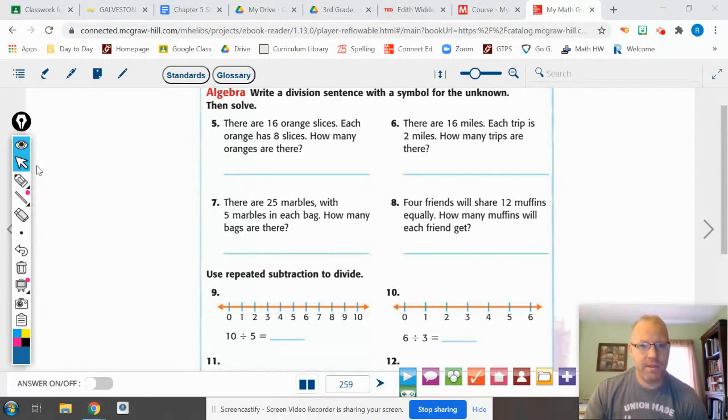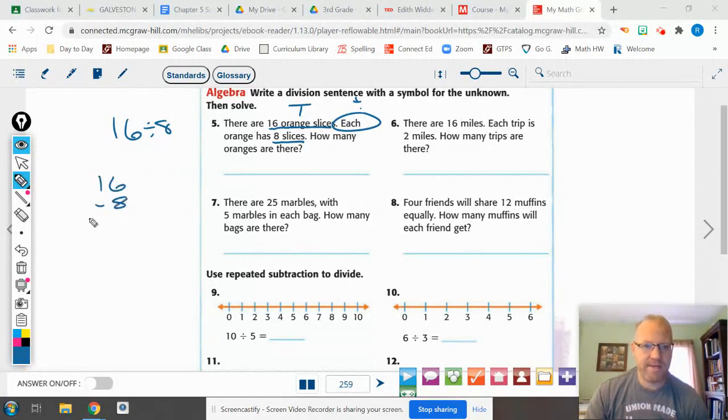It starts with, write a division sentence with a symbol for the unknown, then solve. There are 16 orange slices. Each orange has 8 slices. So how many oranges are there? So we have 16 total divided by 8. So 16 minus 8 equals 8. 8 minus 8 equals 0. So how many times? 1, 2. So how many oranges? 2 oranges.